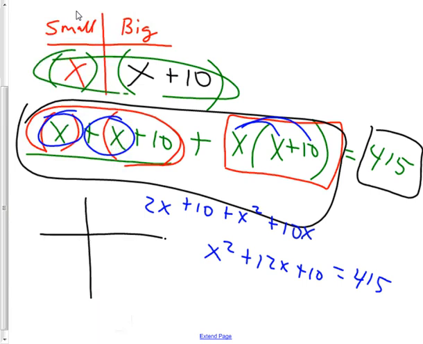So it's 15. If X is 15, then I go back and I stick that into here, and that's the small number, right? So it's 15. What's the other one?